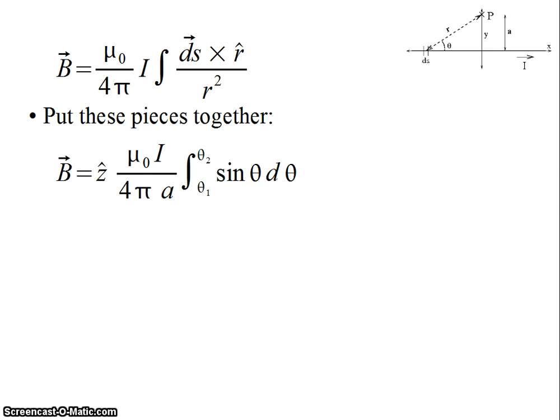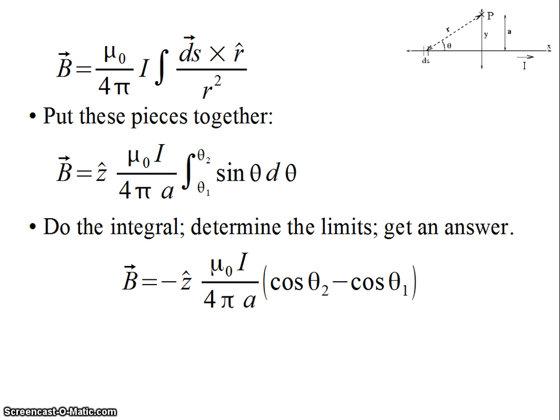So I put all those pieces together, and what I'm left with is a sine theta in the numerator. I pulled the 1 over a out in front, and I've got an integral from whatever angle I start at to whatever angle I finish at, because I need a definite integral of sine theta d theta. Even I know how to do that one. The integral of sine theta is going to be cosine, right? Well, almost, it's minus cosine.